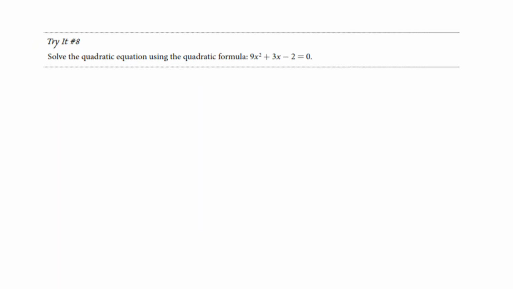Okay, so pause this if you want to try this on your own. I'm going to write the quadratic over here: negative b plus or minus the square root of b squared minus 4ac, all over 2a. Negative b plus or minus the square root of b squared.